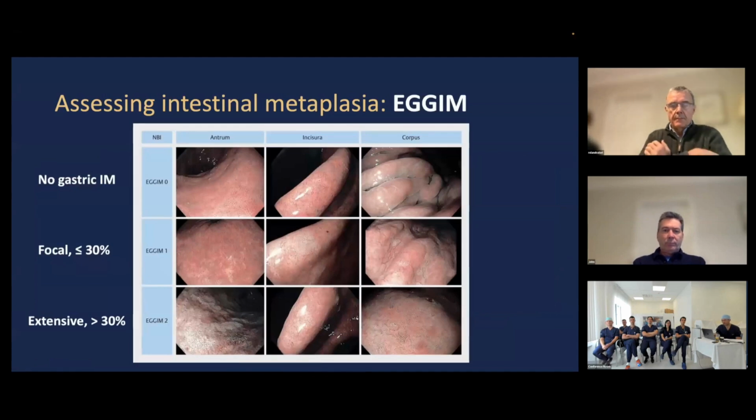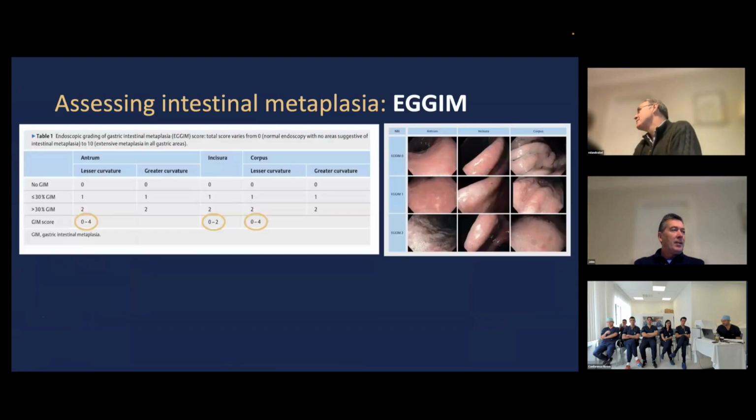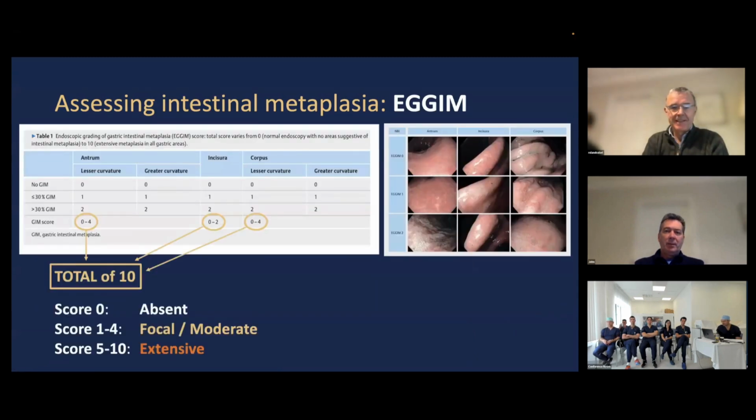And then there are scoring systems, but they're all common sense, like all good scoring systems. It's a very human thing, isn't it? Lots, not much, or none, and you grade it based on the antrum, the incisura, and the corpus. And then you get a score out of that, which is a total of 10. If your score is 0, you have nothing. If your score is 1 to 4, we call it focal, moderate, and extensive.